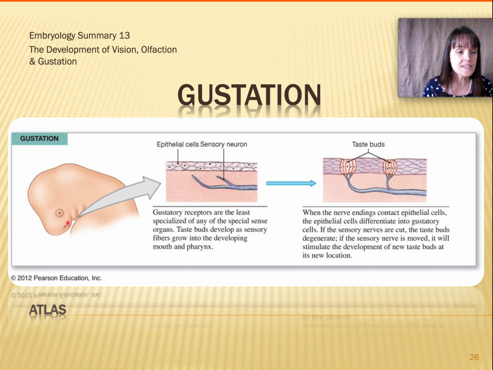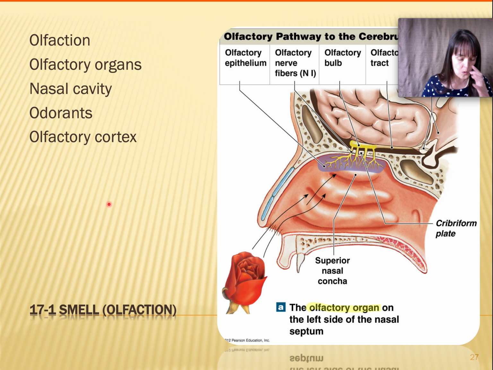Okay, so gustation is taste, and these are the little sensory neurons, and wherever they hit the epithelium, they create these taste buds. So if you cut this and it grows back somewhere else, they'll grow taste buds there. Neat, right? Okay, so olfaction, top of page 6, smell.